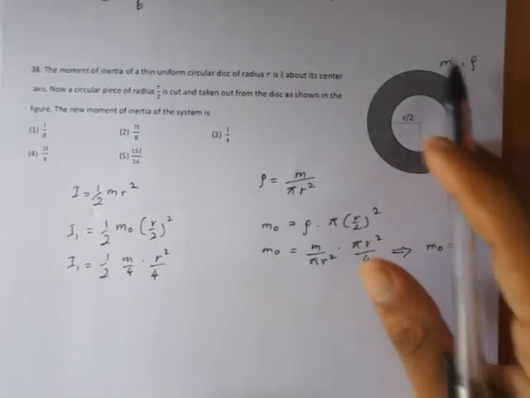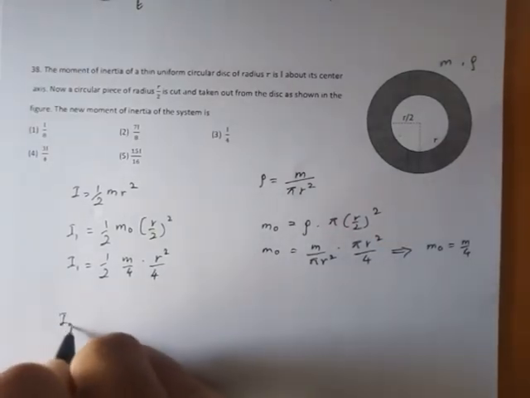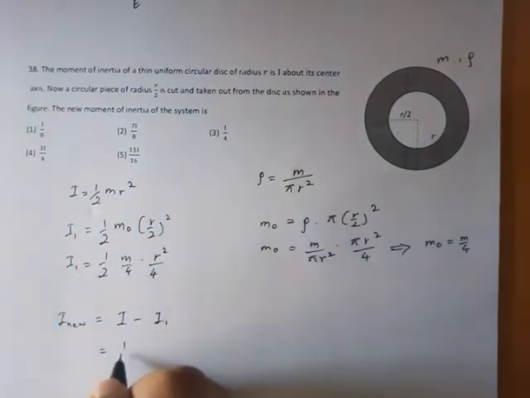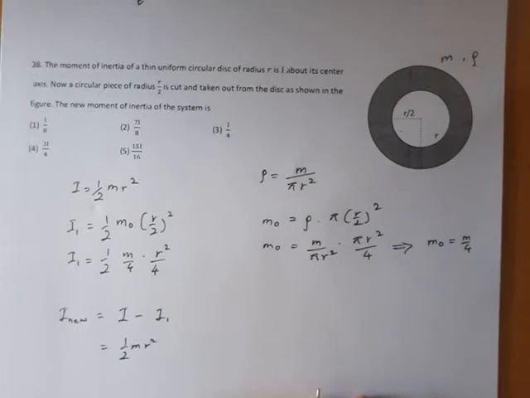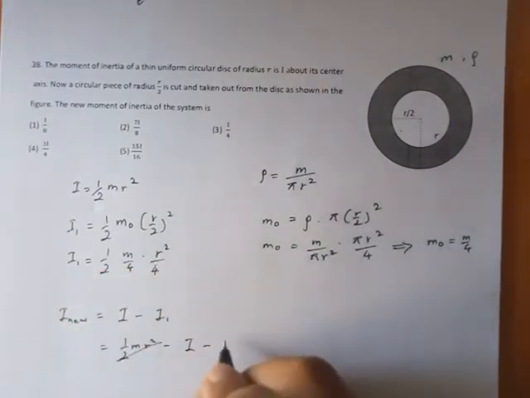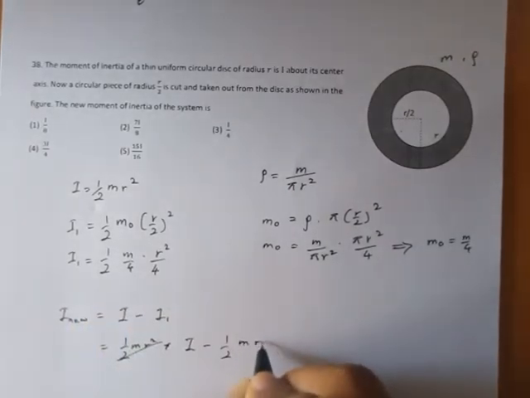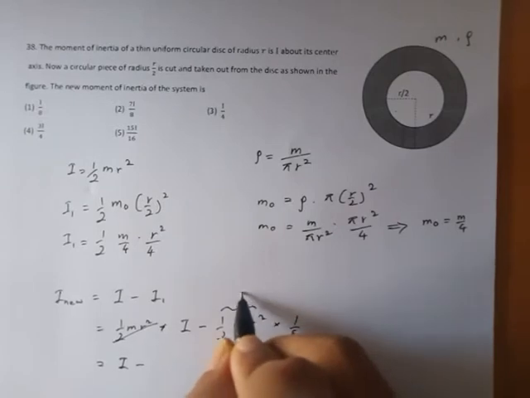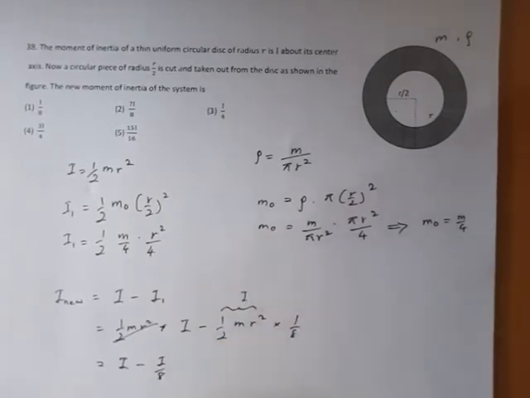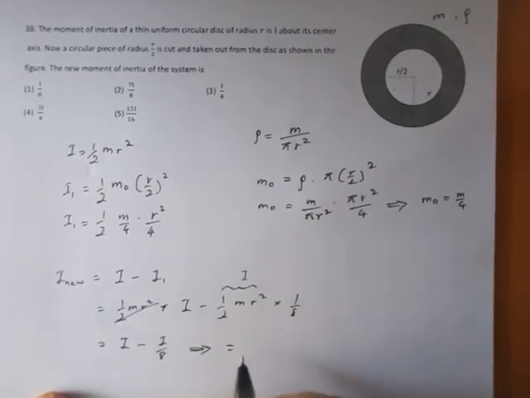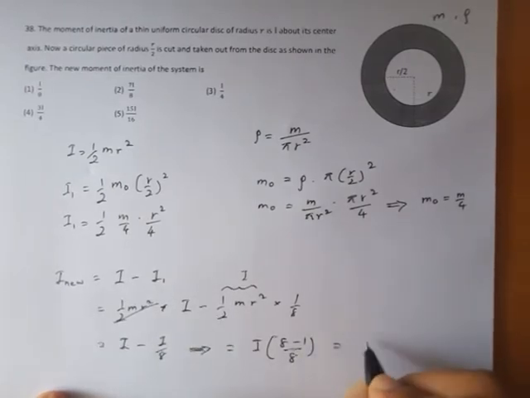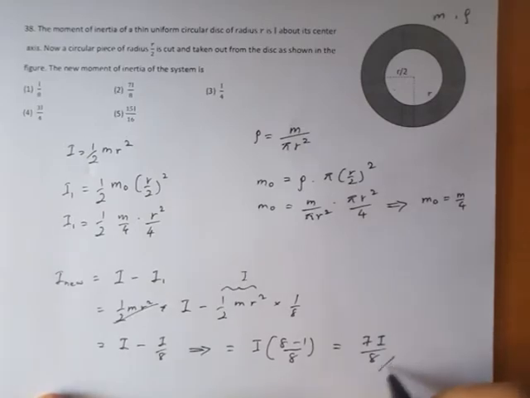So now the new moment of inertia of the system, let's say I_new, equals I minus I1. We have I is half mr squared, so let's keep that as I minus I1. Now I1 is half into mr squared times 1 over 8. So I minus, since half mr squared is I, it's I divided by 8. If I take out 8 minus 1 over 8, we get 7I over 8. So the answer is the second one.